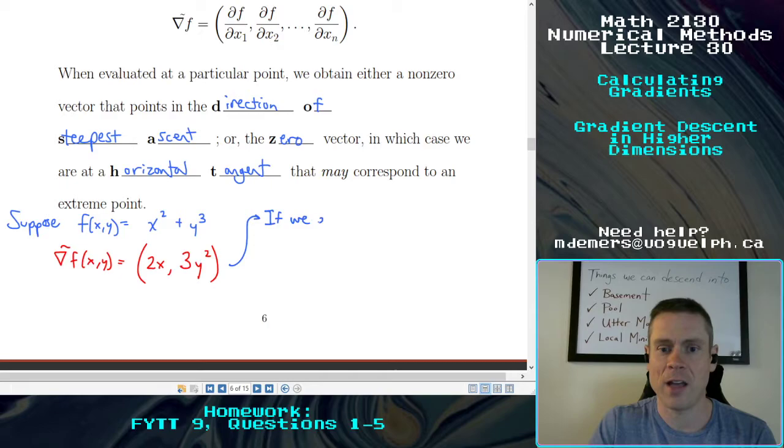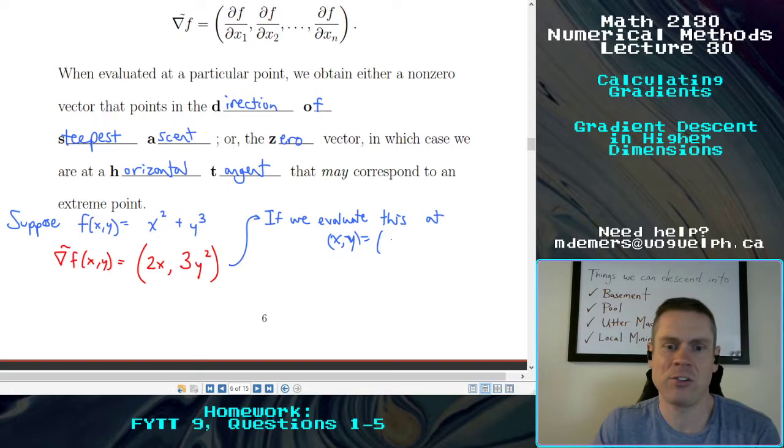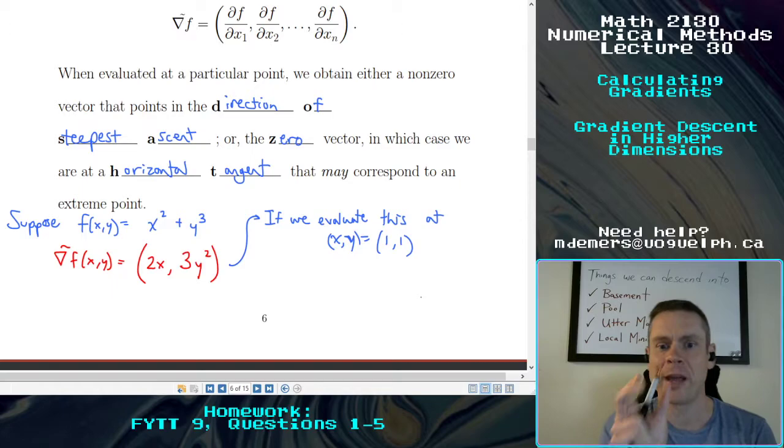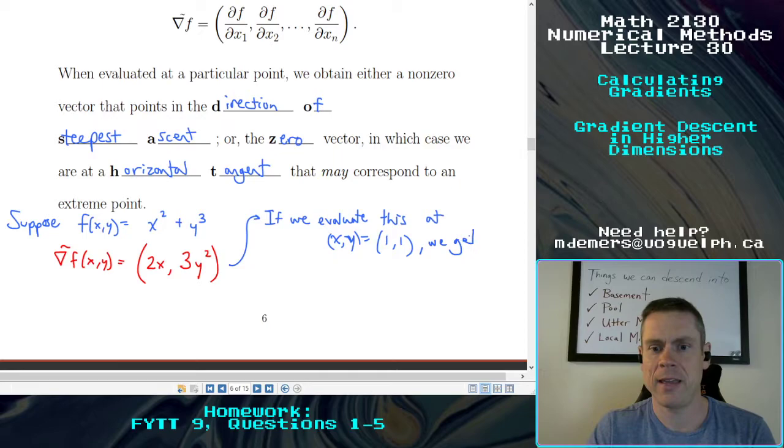If we evaluate this at x, y equals, let's say, what we need is a p and a q value, like what are the values that we need? Let's just do 1, 1. If we're interested in what this function's doing at the point 1, 1, we get the following. We're going to get the gradient of f at the point 1, 1, and that's going to give us 2, 3.